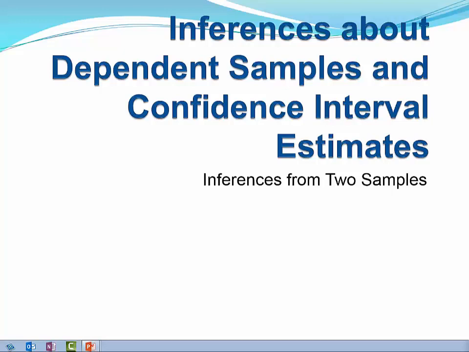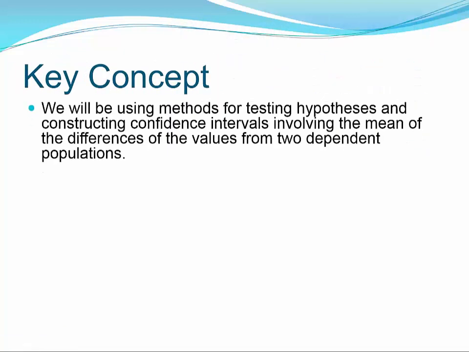In this lesson about inferences and dependent samples, we're going to learn how to do hypothesis testing when we have matched pairs. We will also look at a formula to help us set up a confidence interval estimate for dependent samples. So we will be using methods for testing hypotheses and constructing confidence intervals involving the mean of the differences of the values from two dependent populations.